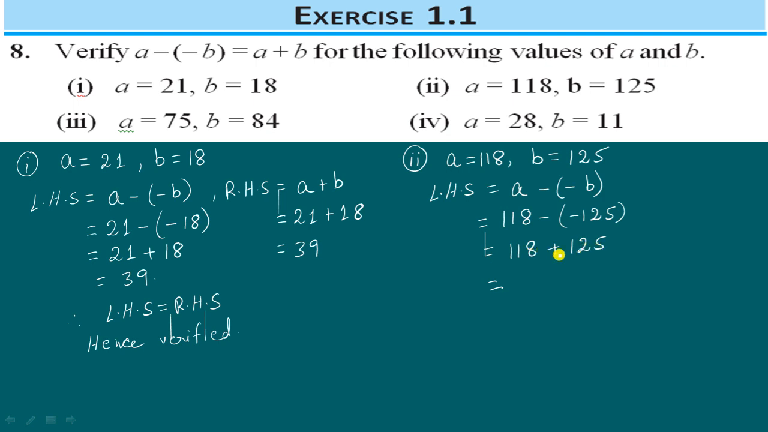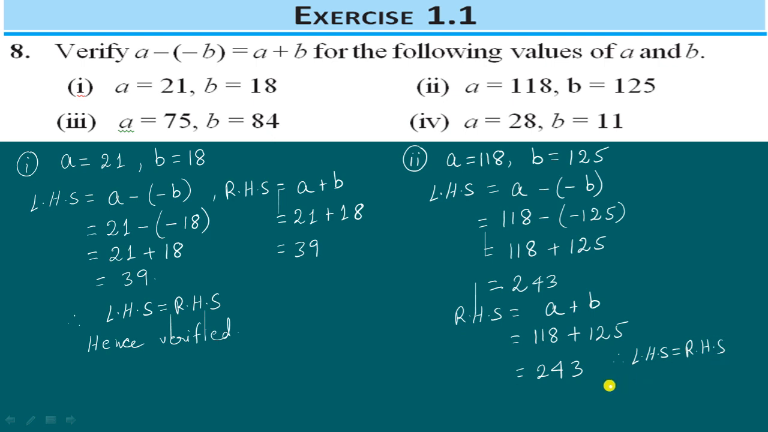8 plus 5, 13, carry 1, 2 and 3, 4, 243. Right hand side is equal to a plus b, that is a is 118 plus b is 125. If we add it, we are getting 243. Therefore left hand side is equal to right hand side. Hence verified.